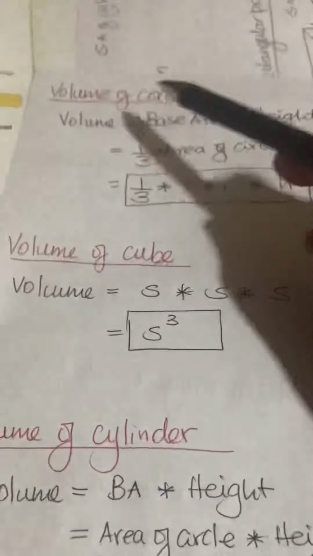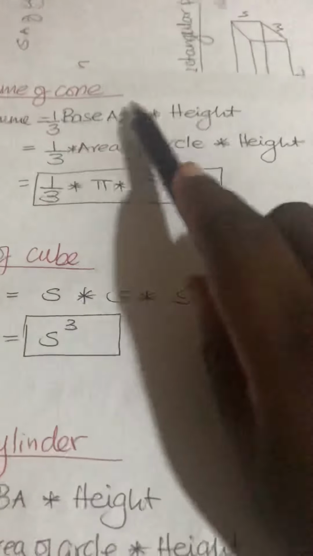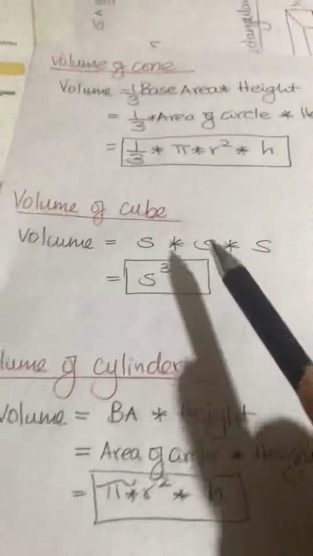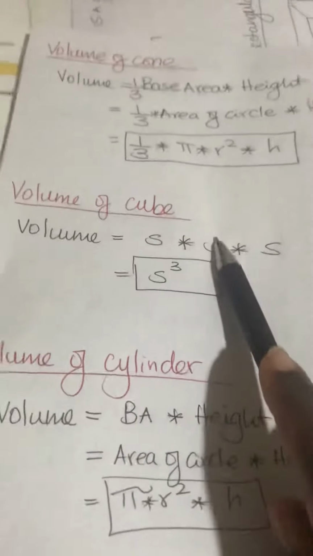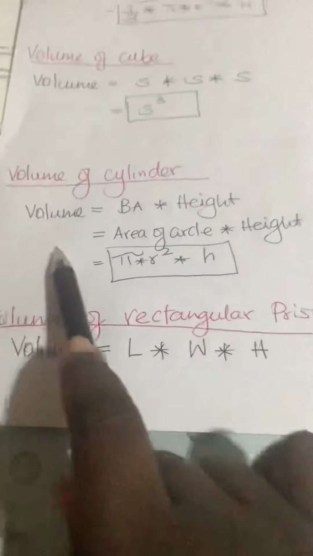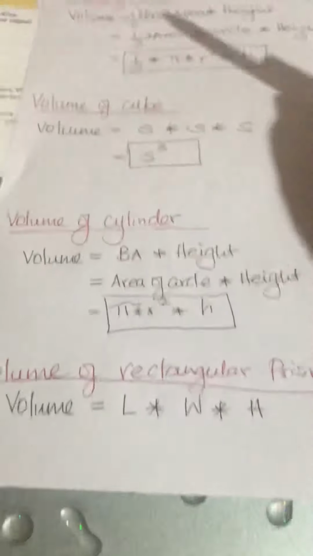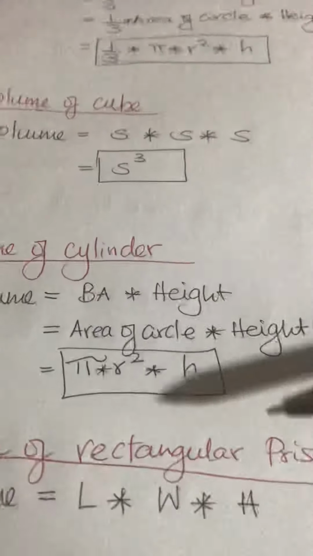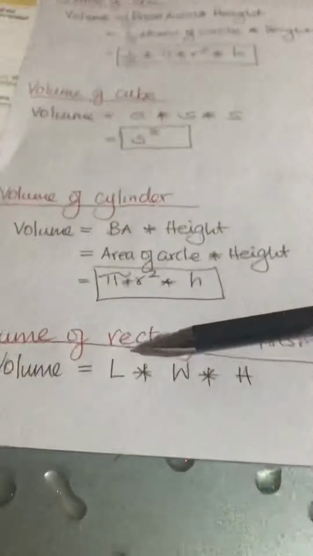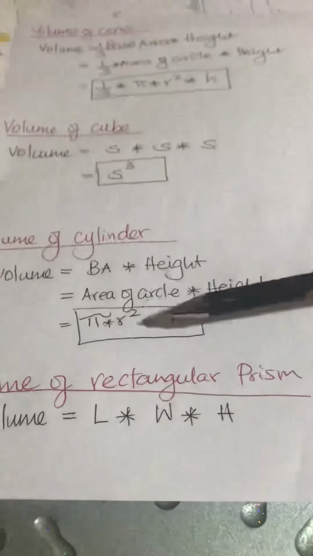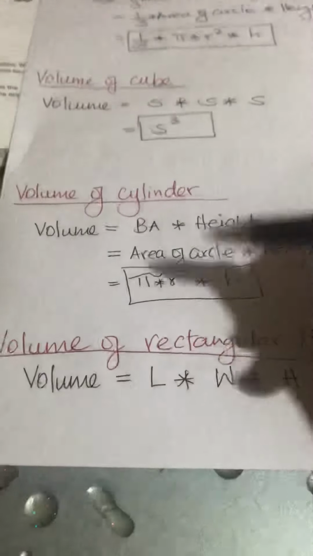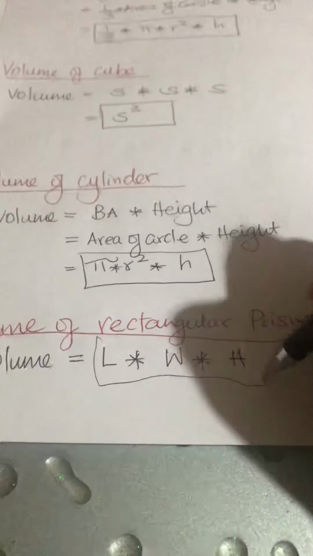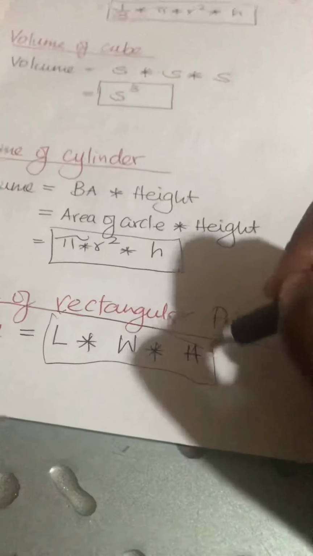I wrote formulas. I wrote formula for volume of cone. There, formula for volume of cone. Formula for volume of cube. Formula for volume of cylinder. You should remember these because we've already done them in lesson 1, 2, 3, 4, 5. All these formulas we have done. So you should know all of them. Each one of them. Don't forget them. All right, let's do some examples.